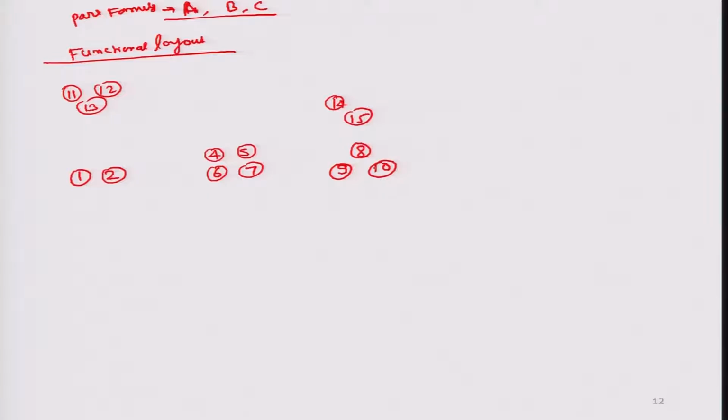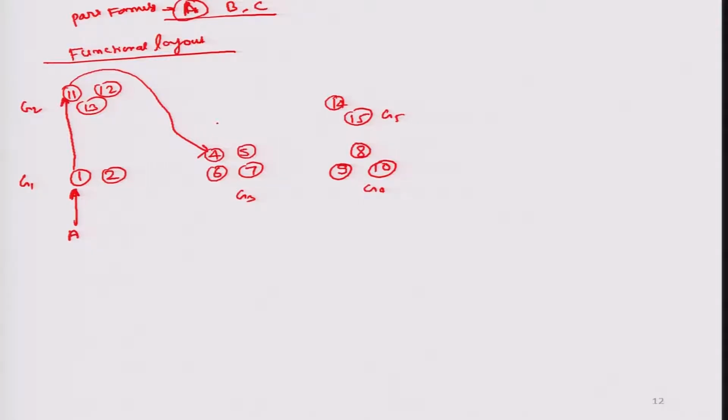Okay, there are 15 machines available, and we have divided them into 5 groups: group 1, group 2, group 3, group 4, and group 5. So for part family A, it enters group 1 and is processed on machine 1, then it moves through group 2, where it is processed on machine 11, then it moves into group 3.